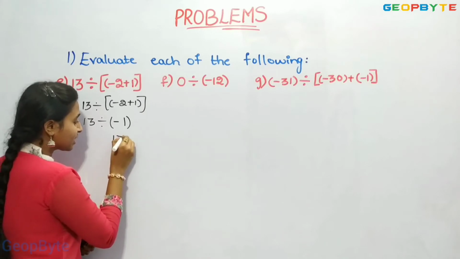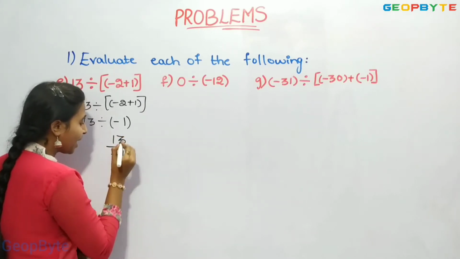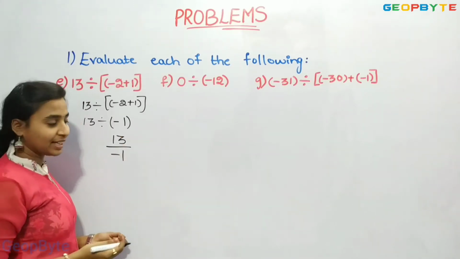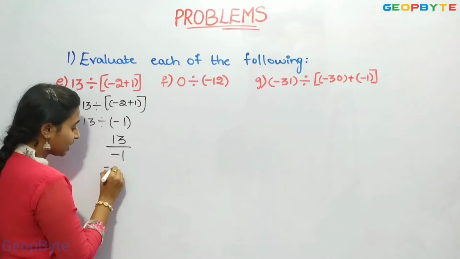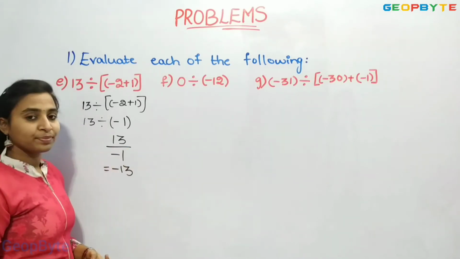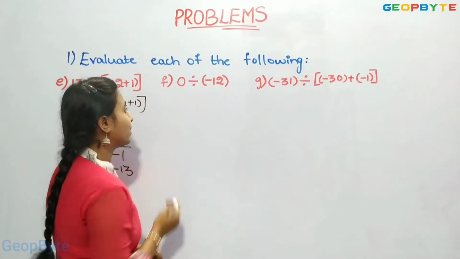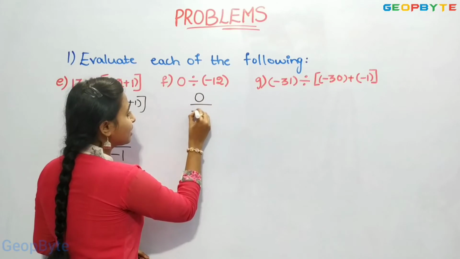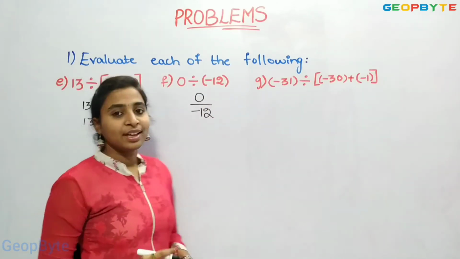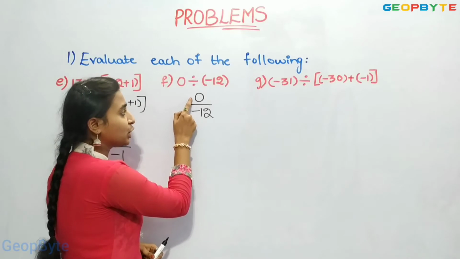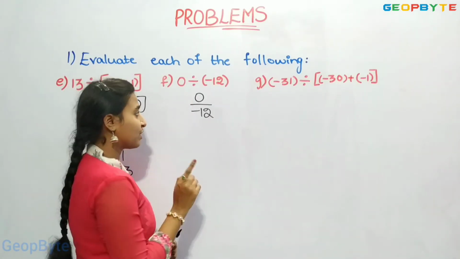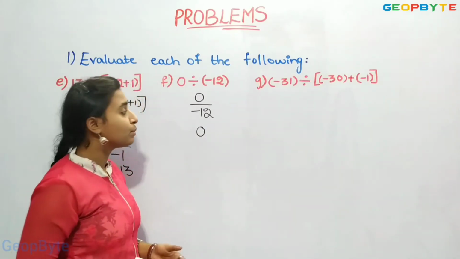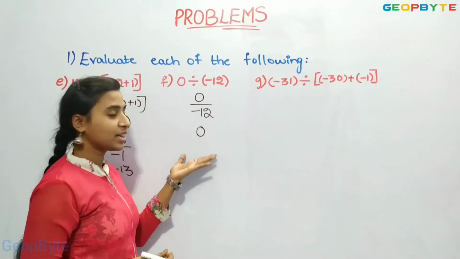We can write this as 13 divided by minus 1. Right? Now, 13 by 1 is 13. We have a minus sign, that is minus 13. Now, let us see F bit. We have 0 by minus 12. We can write it like this. If we have 0 in the numerator, while division, the answer is 0. Whatever may be the number in the denominator, the answer is 0.